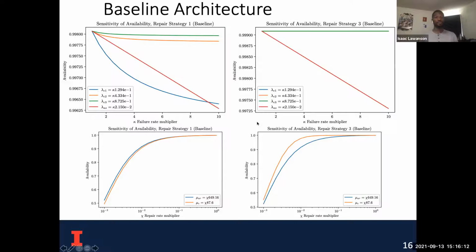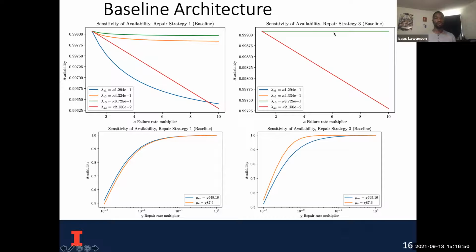And now we'll focus particularly on the baseline for just a little bit. We're comparing repair strategies. So on the left is repair strategy 1, and on the right is repair strategy 3. And obviously the one that's more aggressive, we expect less impact on the system level failure rate. So this number here is 0.99725 when we increase that active switch by up to 10 times. But here it's 0.99625.